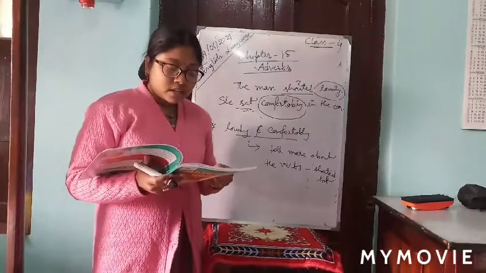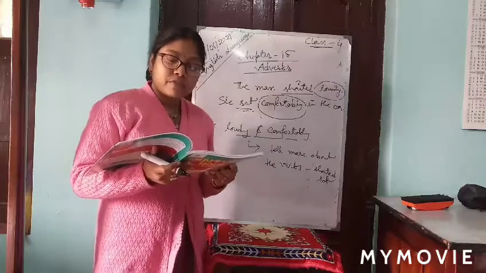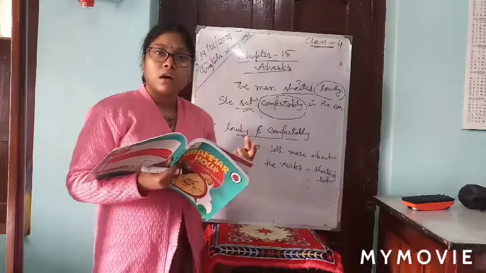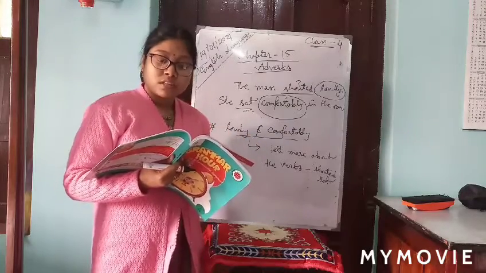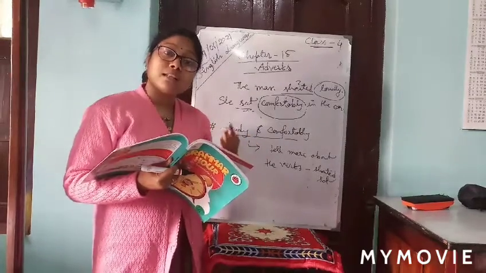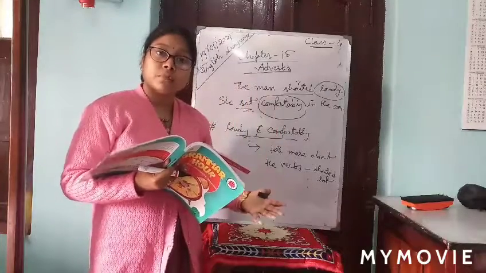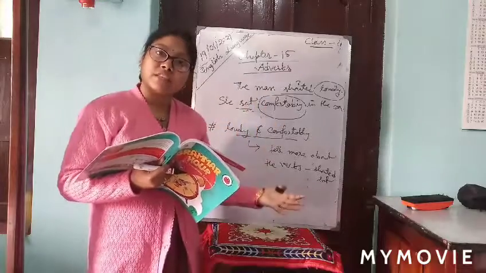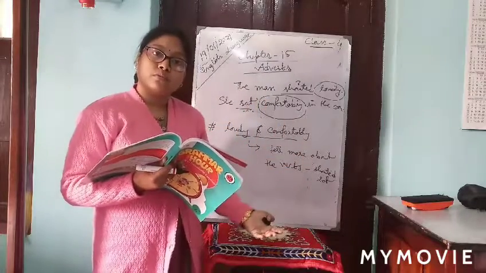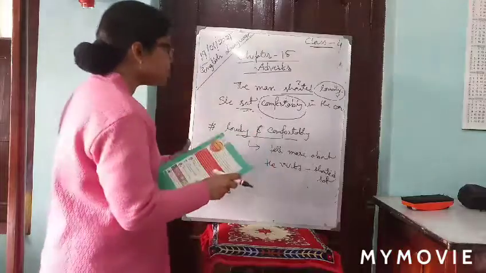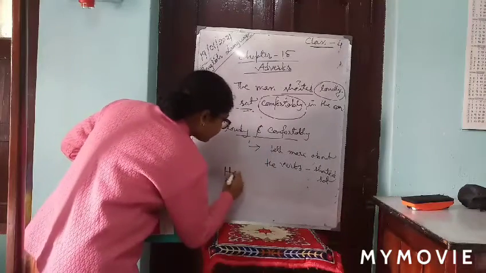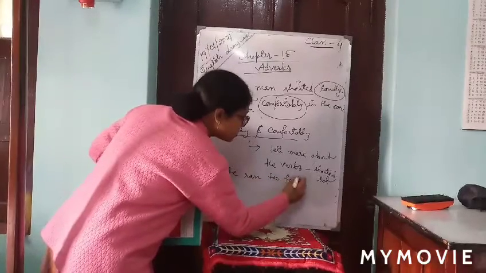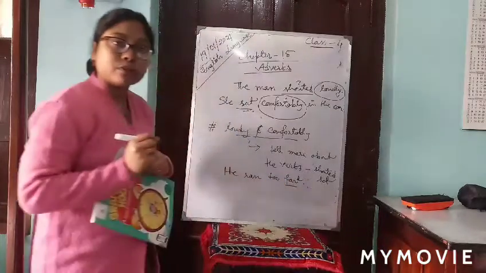Now you see, these boys always play with the ball. This always tells us how often the boys are playing. Clear? So these are the words which tell us more about particular verbs, and they can also modify adjectives and other adverbs. If I give an example of another adverb, you see: he ran too fast. This fast is an adverb.